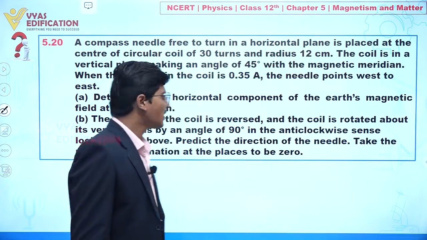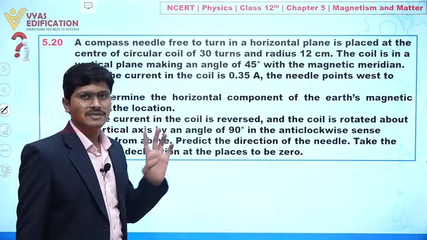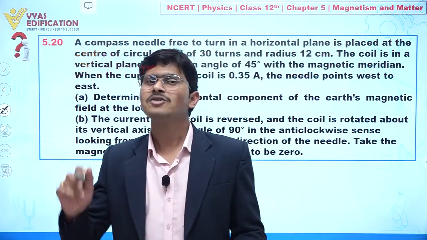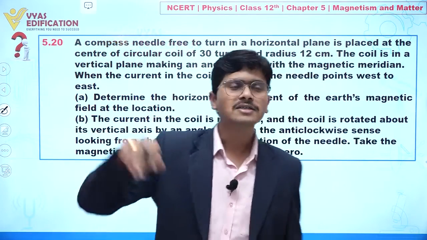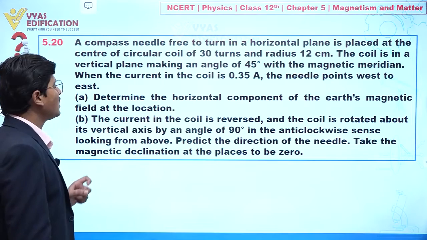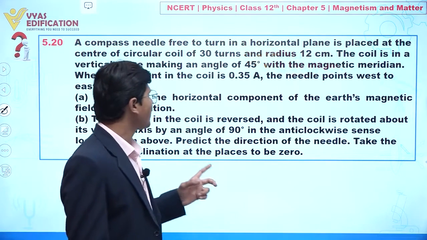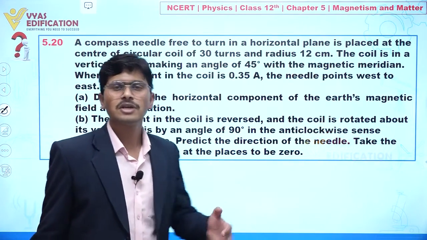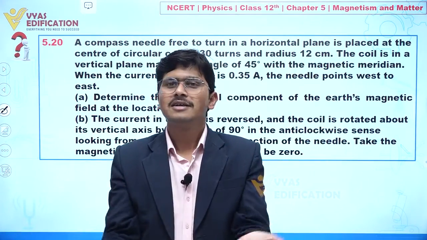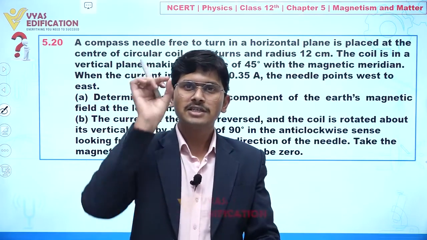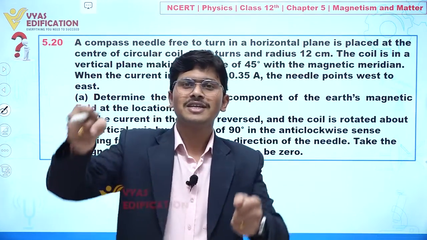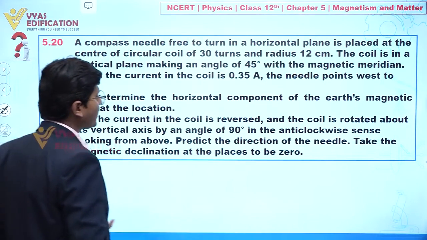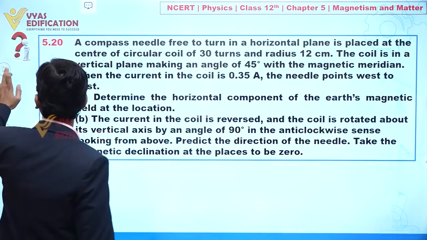Now here it is also given that the current in the coil is reversed. Okay, so first of all, if I am assuming a clockwise direction, now this current is flowing in an anti-clockwise direction, fine, and the coil is rotated about its vertical axis by an angle of 90 degree in an anti-clockwise sense. So let's suppose I have this circular coil and this is its vertical circle. So I am just rotating this coil by 90 degree. That's all. Now we have to predict the direction of the needle. Okay, it's a very easy question.